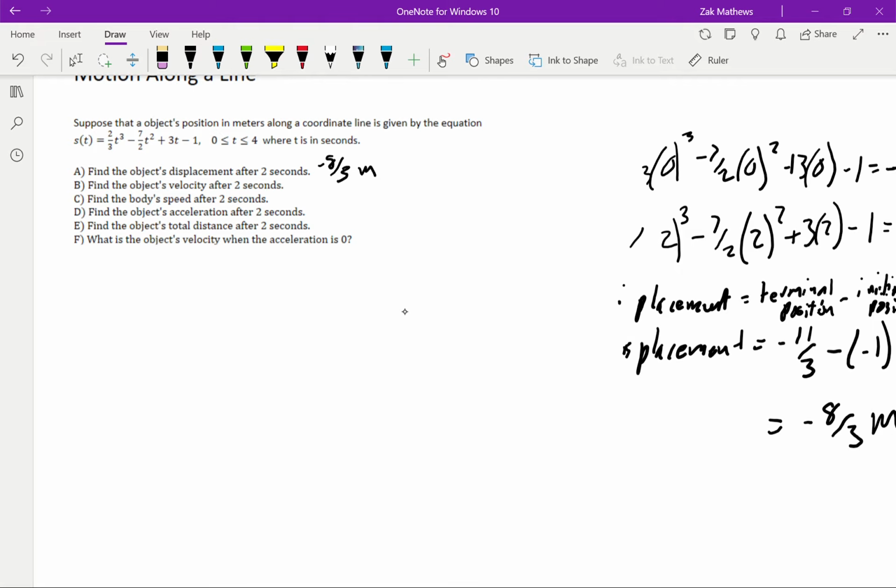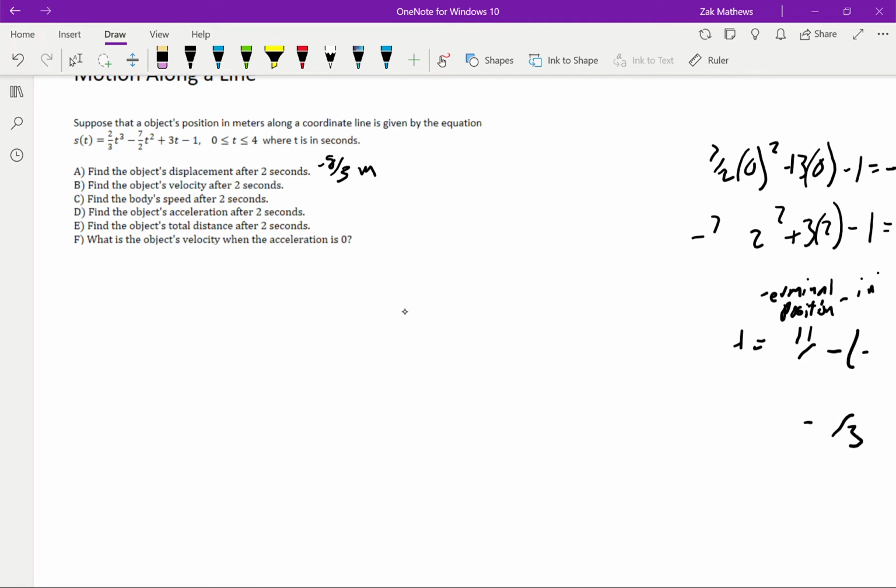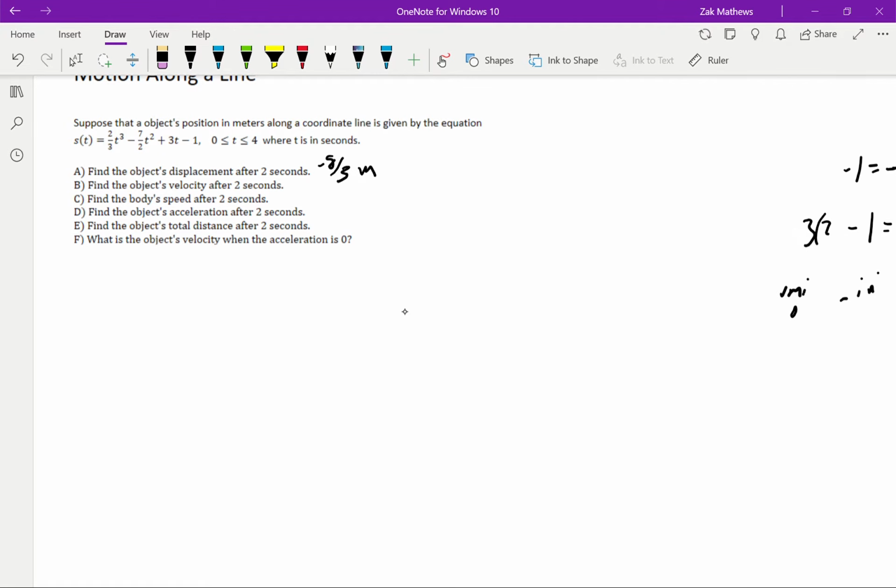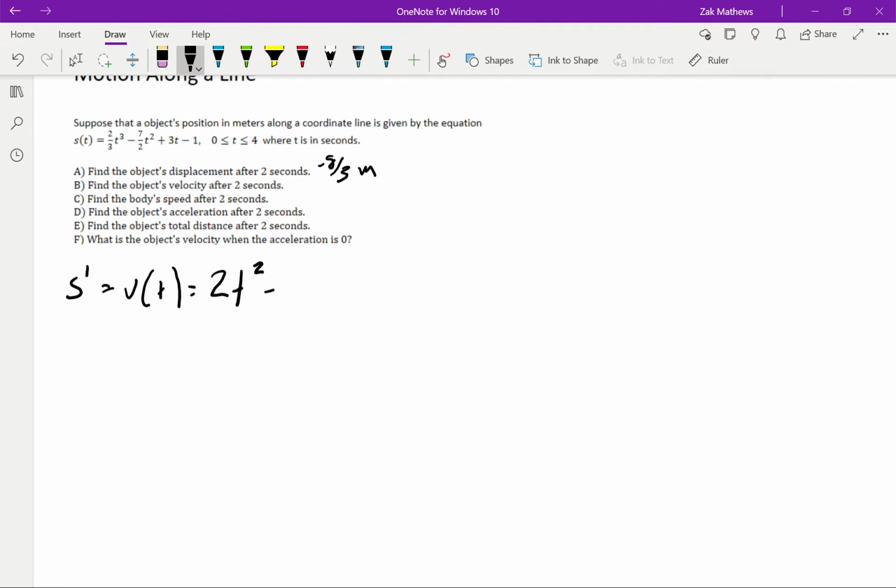Letter B, rather: find the object's velocity after 2 seconds. Alright, so now we need to know velocity. Remember what we discussed at the beginning, velocity is simply the derivative of the position equation. So let me calculate the derivative of the position equation, which gives us velocity at time t. We multiply the 3 to the front, we get 2t squared. Multiply the 2 to the front of the next term, and we get -7t. And then the derivative of 3t is just 3. Derivative of 1 is 0.